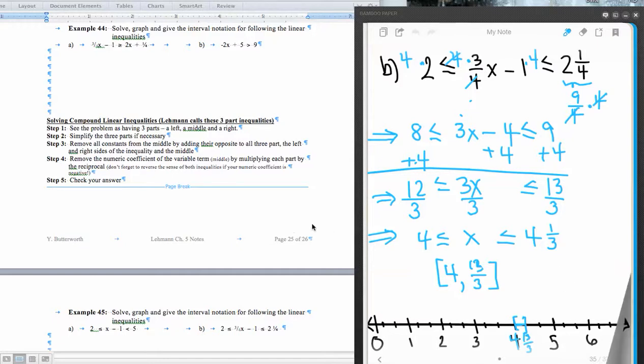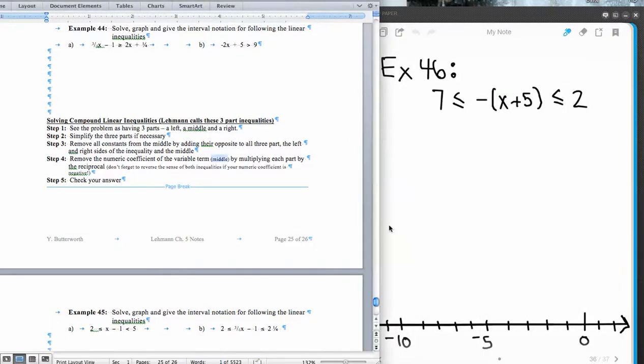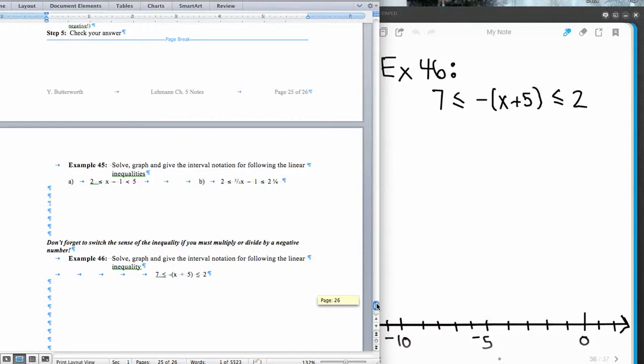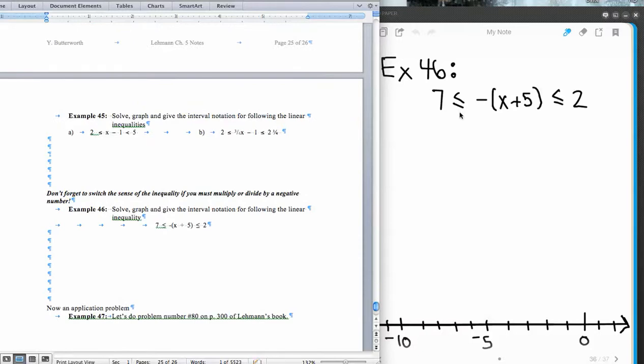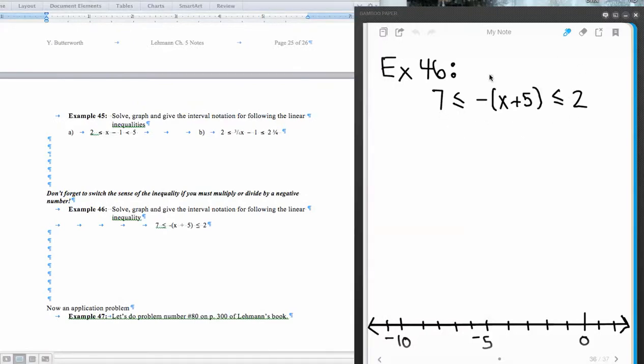All right, moving along to example number 46. One of the things that you should notice here is that we have a big number here and a small number here. Don't let that concern you when it comes to compound linear inequalities. Don't ever make any snap judgments, until these things are solved, about whether this is going to have a solution or not. So 7 is less than or equal to, and I distributed out the negative there, minus x, and minus 5 is less than or equal to 2.